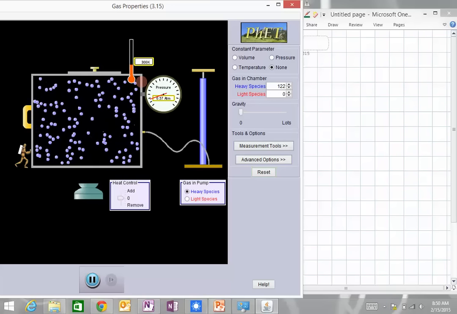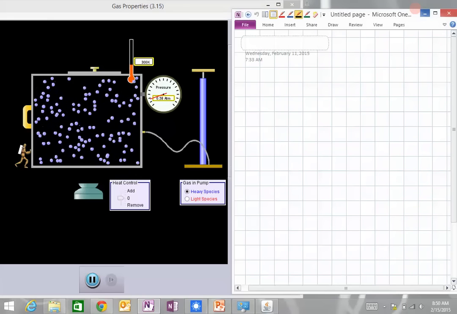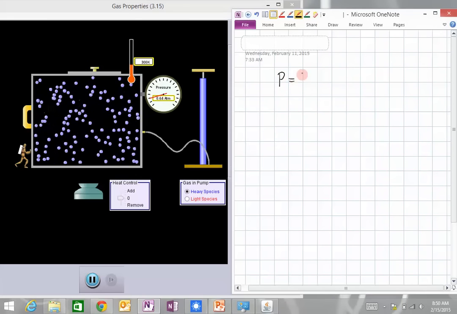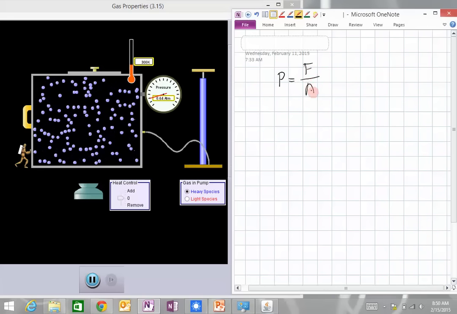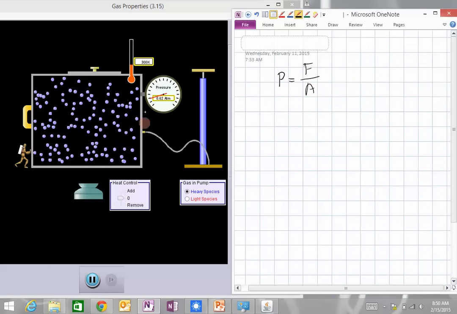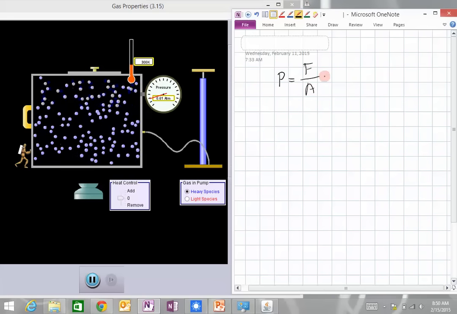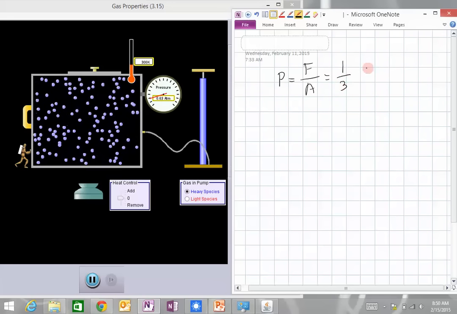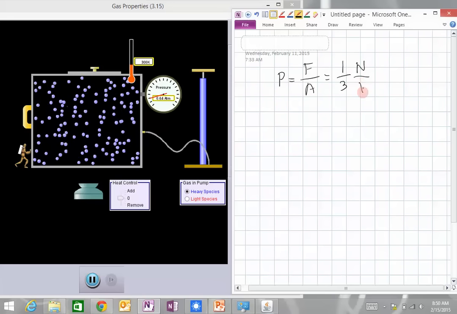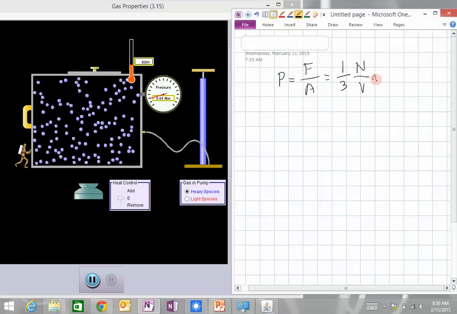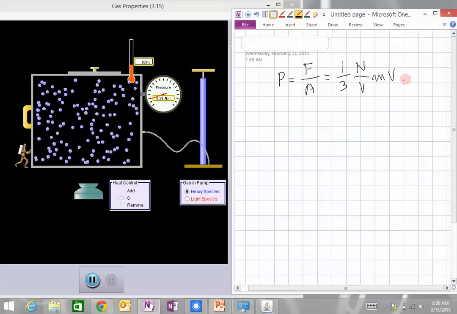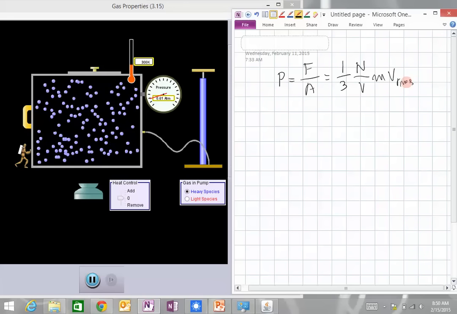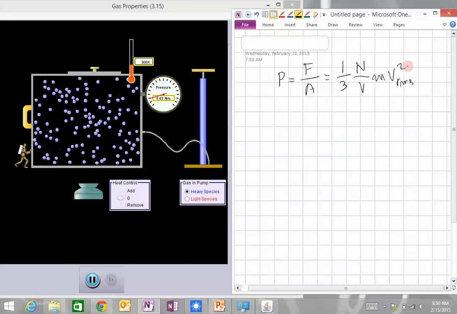And then those collisions produce forces on this wall, and those forces are basically the pressure. So we are going to be able to write at the end of this video that the pressure is just the force divided by the area, right? It's the force on this wall divided by the area of the wall, and that is going to be equal to 1/3 of the number of particles divided by the volume times the mass of the particles times the velocity that we're going to call RMS, and we're going to define that later, squared.